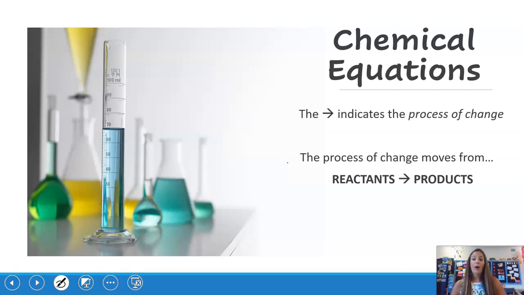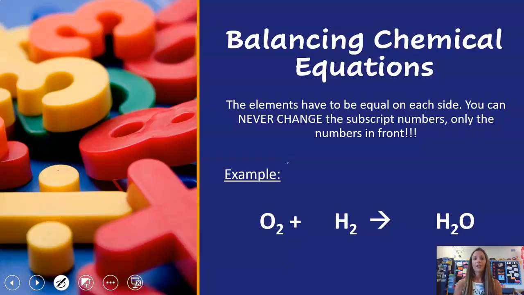Now that we've talked about what's in compounds, let's talk about chemical equations. The arrow itself is indicating a process of change from the reactants to the products. Now we also need to understand how to balance these out. The elements have to be equal on each side. And a little note, you can never change the subscript numbers. These little numbers down here, you can't change those. You can only put numbers in front to equal them out.